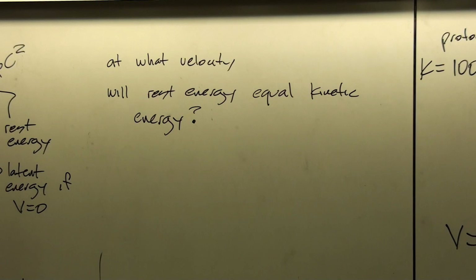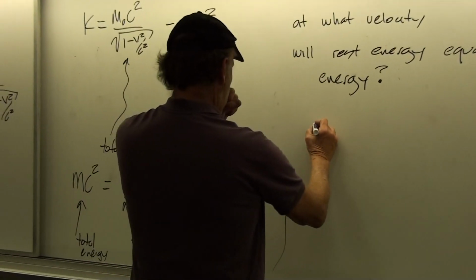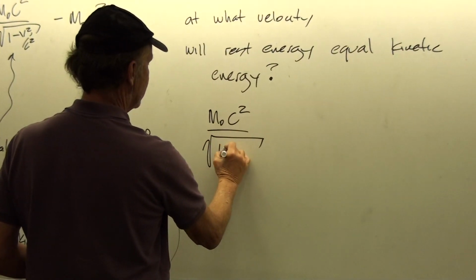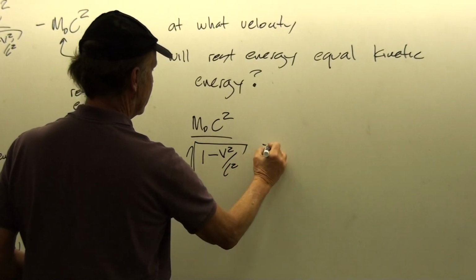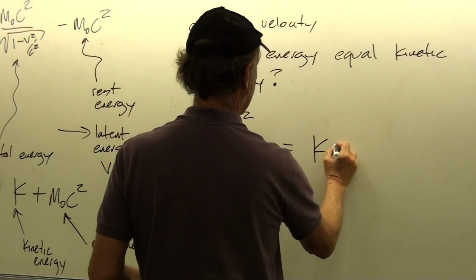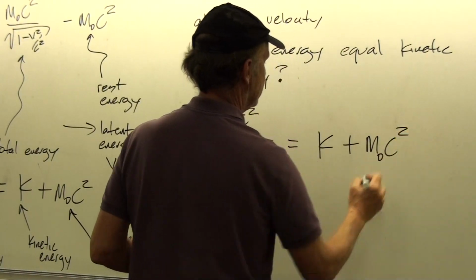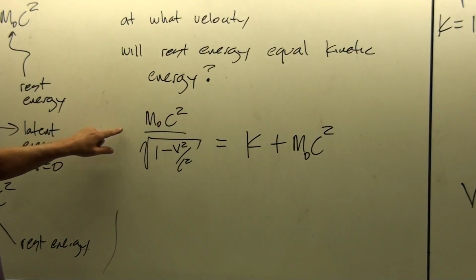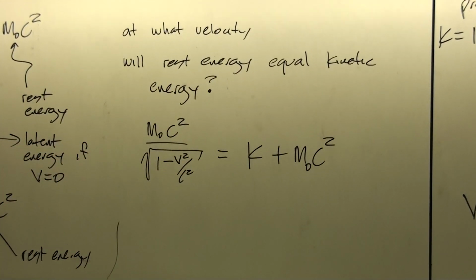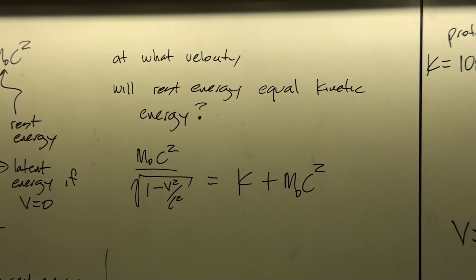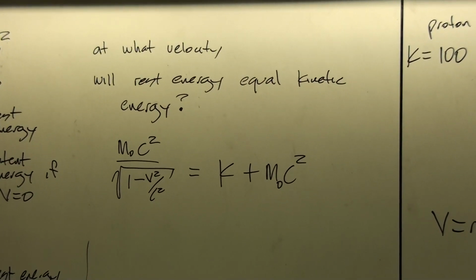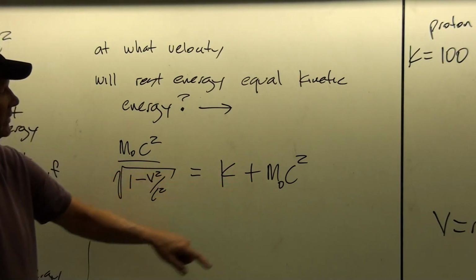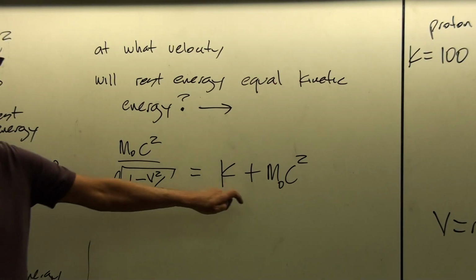Okay, so basically then we're back to this expression. You can say that the total energy is m naught c squared divided by the square root of 1 minus v squared over c squared. That's equal to k plus m naught c squared. So this is our kinetic energy, this is our rest energy, this is our total energy. And so we're asking then, at what velocity will the rest energy equal the kinetic energy? Another way of saying this, restated, is if the kinetic energy equals the rest energy, that means the total energy is twice the rest energy.